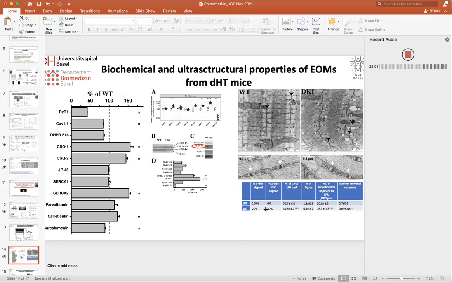The calcium release units, their number is reduced. We saw that there were more dyads present than triads. Dyads are never usually present in skeletal muscles; they are a characteristic of cardiac muscles. There was Z-line streaming, and there was a decreased number of mitochondria.